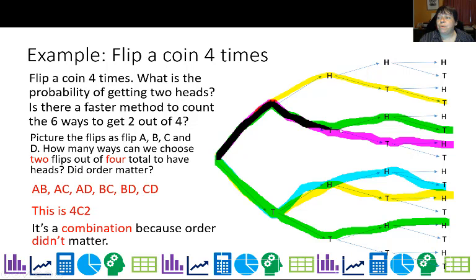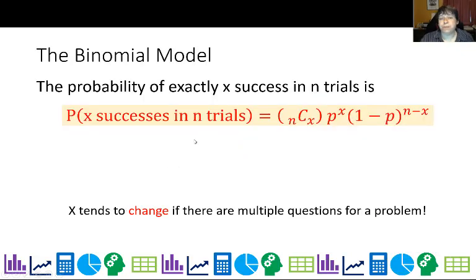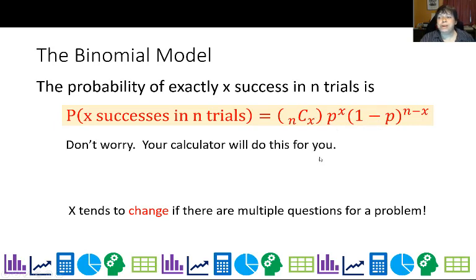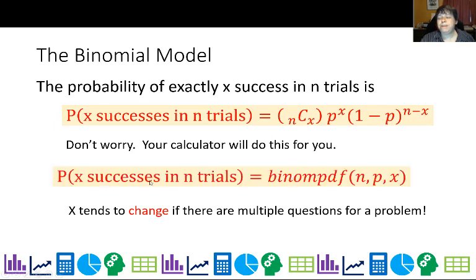So I'm having 4 flips to choose from, and I'm choosing 2 of them to have heads. So you can actually use combinations, which leads us to our formula for the binomial model. This is the combination formula times the probability of getting X successes, and then n minus x, so the rest are fails, all right? Now, don't worry, your calculator will do this for you very well. Probability of X successes in N trials is binomPDF of N, P, X.